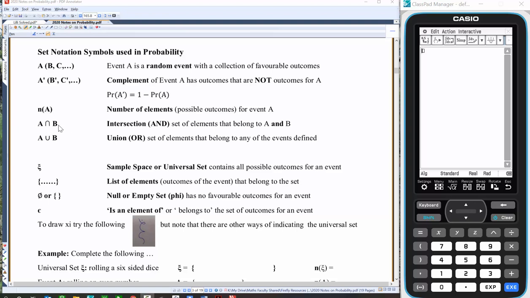This one here is A and B, or A intersect B. So the intersection is the set of elements that belong to both A and B. That's very important. That word 'and' there is crucial. This one here we call the union, or. It's the set of elements that belong to any of the events defined, like either one or the other.